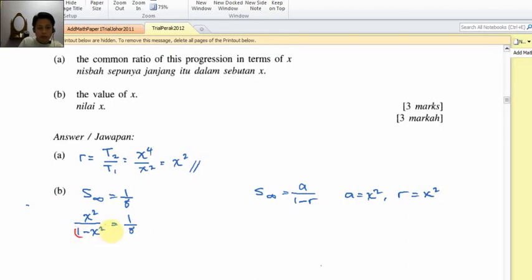Then we can move the 8 on the left. We go to the right, it becomes denominator as well. 8 move to the left, denominator become numerator, pardon me. So 8x squared is equal to 1 minus x squared. Moving minus x squared over to the left, it becomes plus x squared. So over here is 9x squared equal to 1. Let's move the page down a little bit.